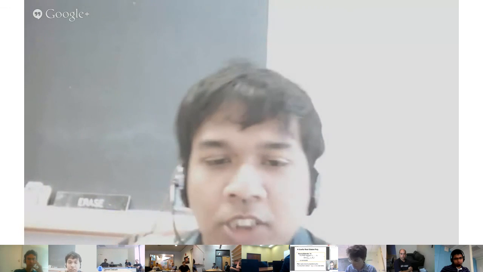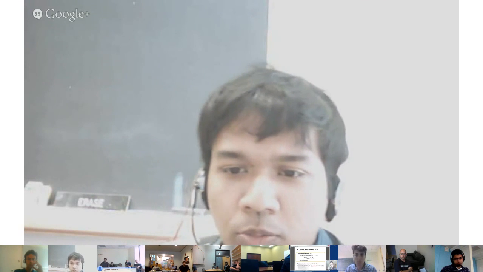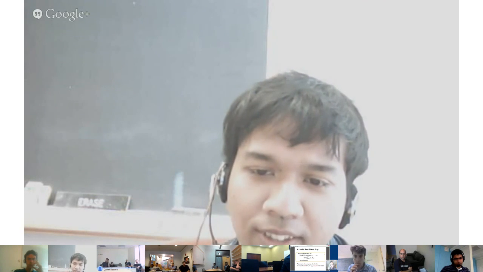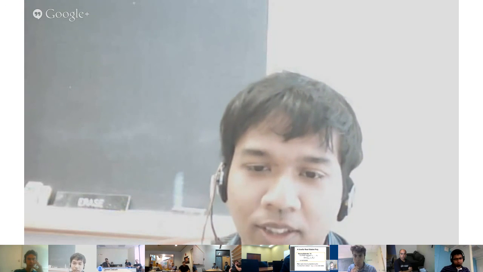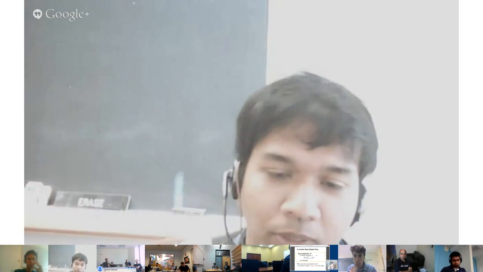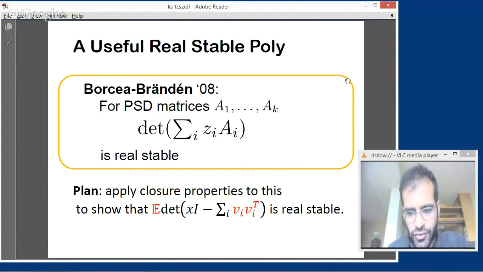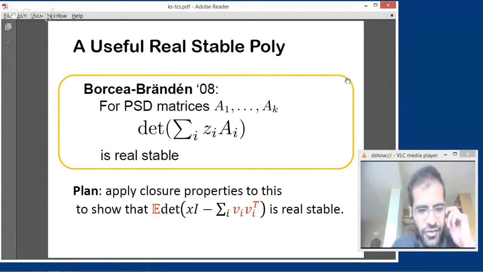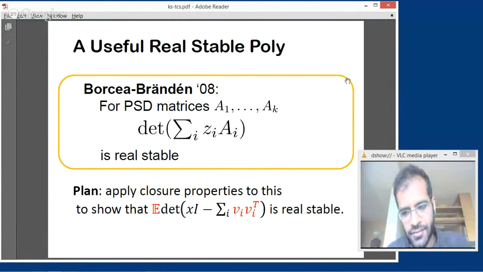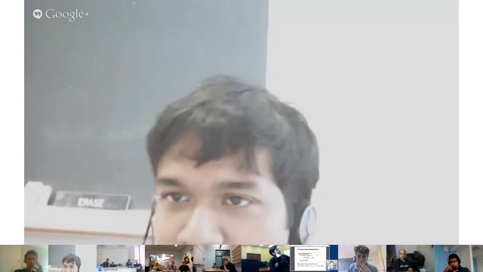Nikhil? Yes. Since you said that all the closure properties are more or less characterized, is there a formal sense in which all real stable polynomials can be obtained by starting with this polynomial and applying the closure properties, or no? That is not known. What's really characterized is all linear transformations preserving real stability. That's characterized. There's no theorem that says you can always start with a determinant and end up at what you're interested in. So it's not a proof system, if that's what you're asking. Is that okay? Yeah. Okay, thanks.